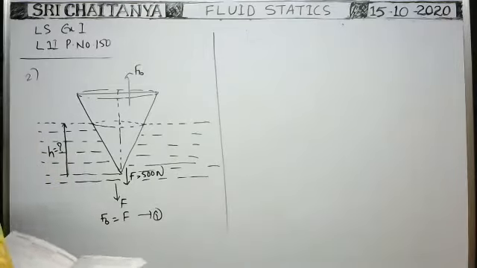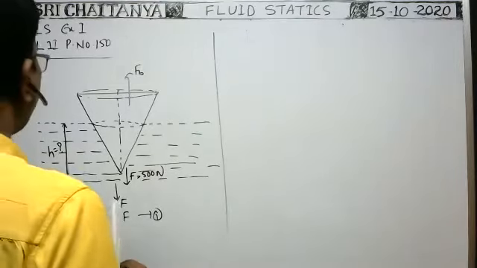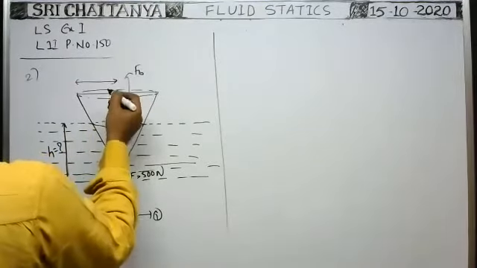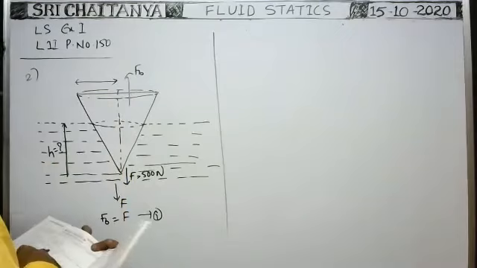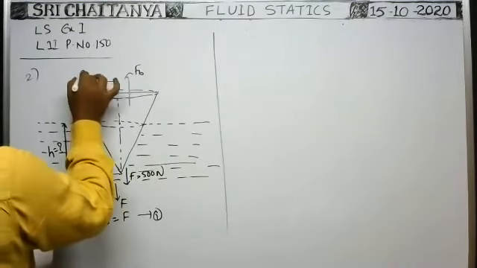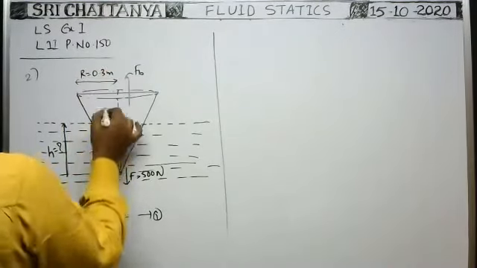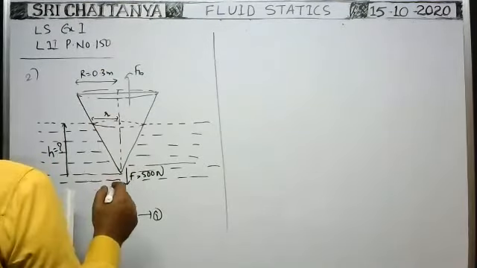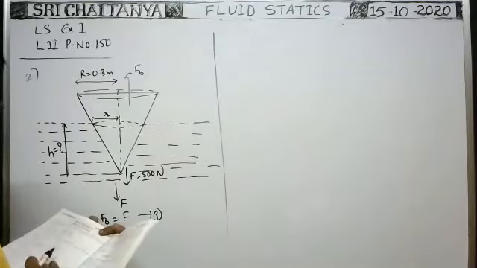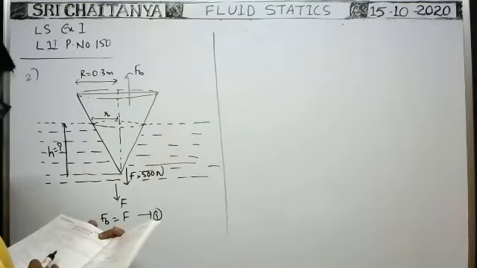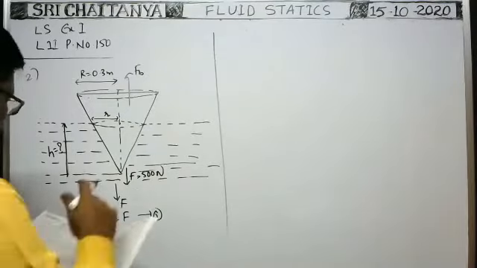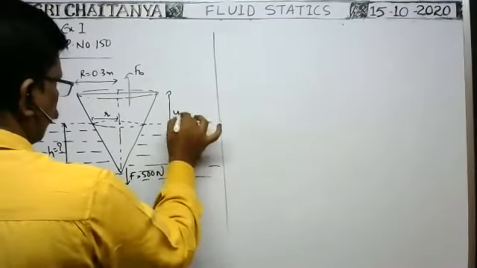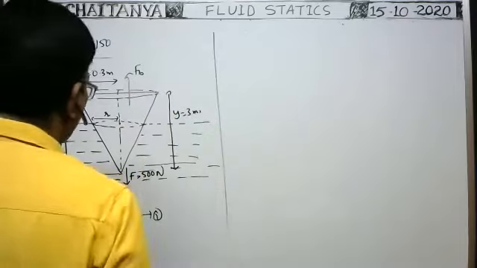Now you see from the diagram, the radius of the base of the cone is given. Radius of base of the cone, capital R, is equal to 0.3 meter. At this position, what is the radius? We don't know. That radius is small r. Next, the total height of the cone is also given. The total height of the cone is 3 meter. Y is equal to 3 meter. That is given. Okay, nice.